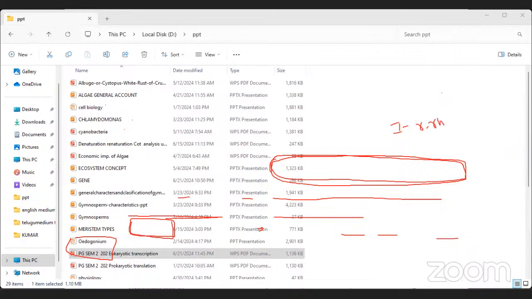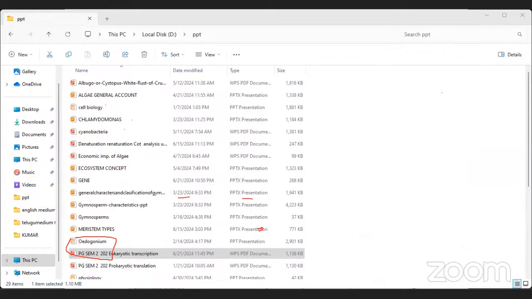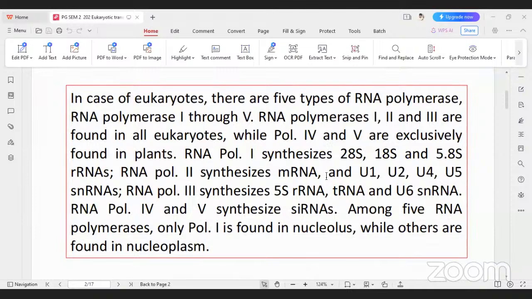Sir, the PPT is not visible here. We are just seeing the markers, only markers. That's what I am asking you. In the local disk, it's there, sir, all the files. Okay. Now visible or not? Yes, sir, now it's visible. Is it clear? Yes.